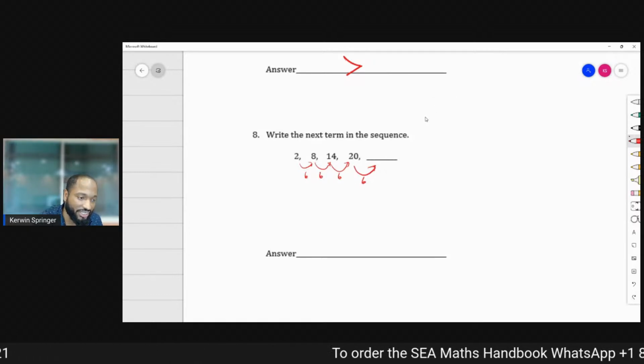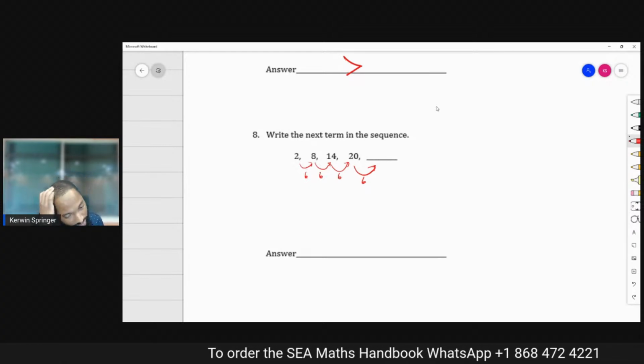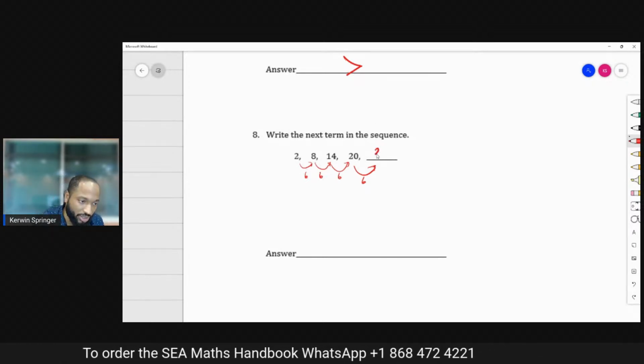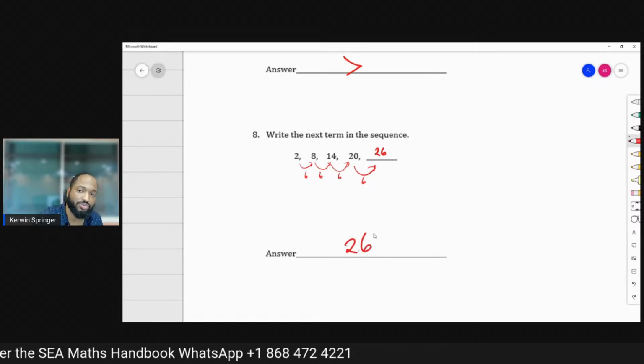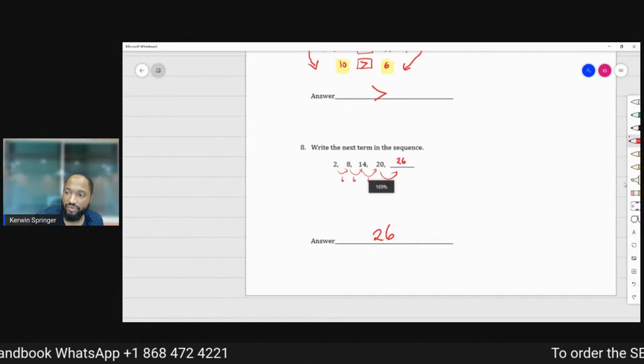The first thing to check is to see if it's going up by a consistent number. So we'll continue to our cake and ice cream and just call that 26 now. So 26.